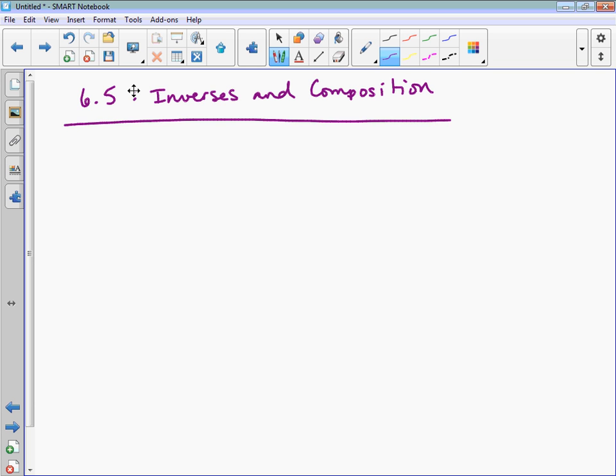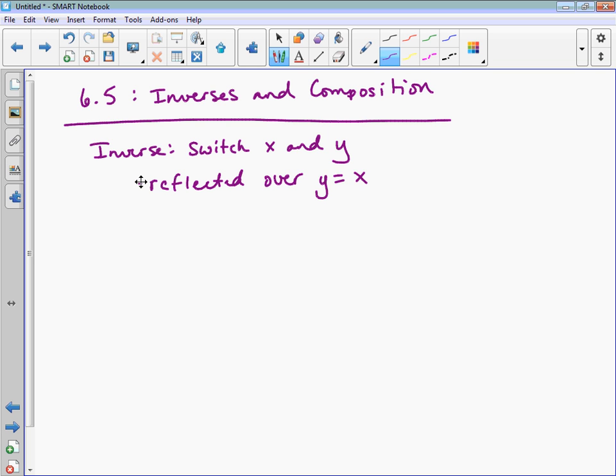Inverse functions and then composition of functions. What do you guys remember about inverses? Yes, so for an inverse. And what do you remember about it graphically? I think one of the easiest ways to think about that is let's take a line, y equals 5. What does the graph of the line y equals 5 look like? It's just a horizontal line, right?